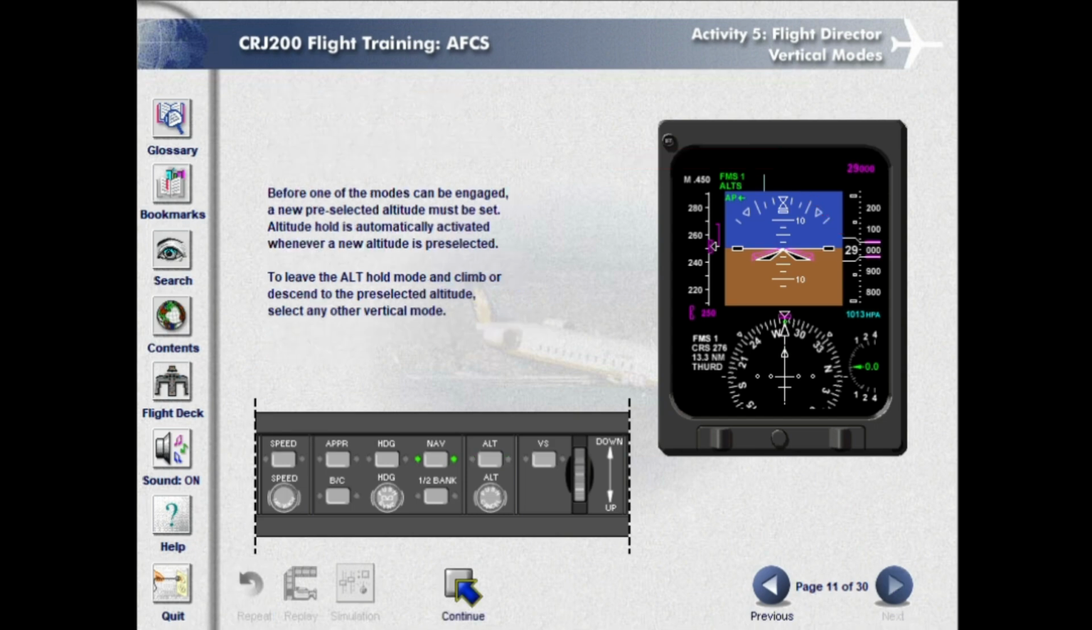Before one of the modes can be engaged, a new pre-selected altitude must be set. Altitude hold is automatically activated whenever a new altitude is pre-selected. To leave the Alt Hold mode and climb or descend to the pre-selected altitude, select any other vertical mode.